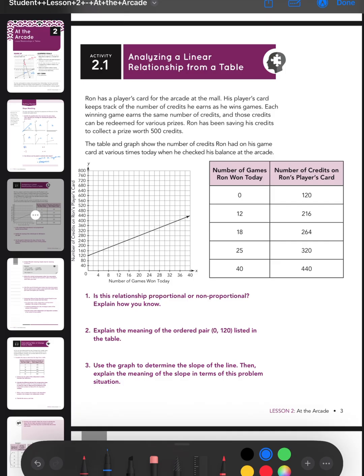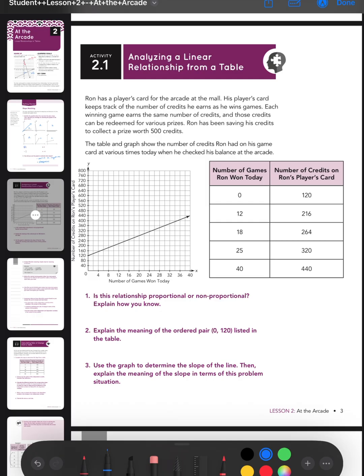All right, activity 2.1, analyzing a linear relationship from a table. Ron has a player's card for the arcade at the mall. His player card keeps track of the number of credits he earns as he wins games. Each winning game earns the same number of credits, and those credits can be redeemed for various prizes. Ron has been saving his credits to collect a prize worth 500 credits. The table and graph show the number of credits Ron had on his game card at various times today when he checked his balance. Okay, so it looks like, first of all, when he's starting off, before he's won any games, his card is starting with 120 credits.